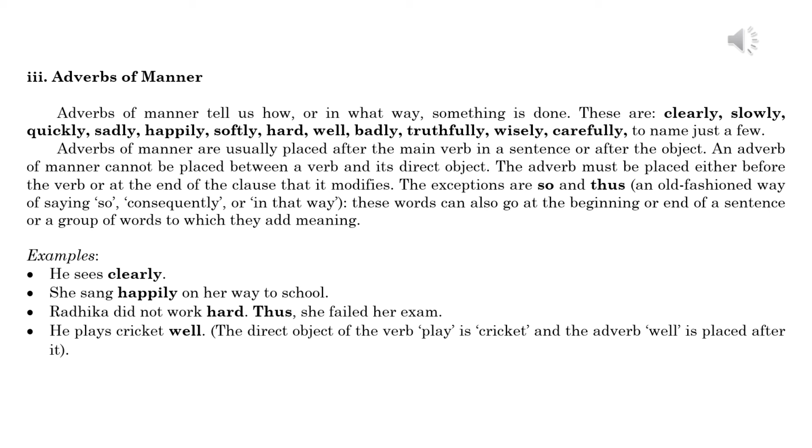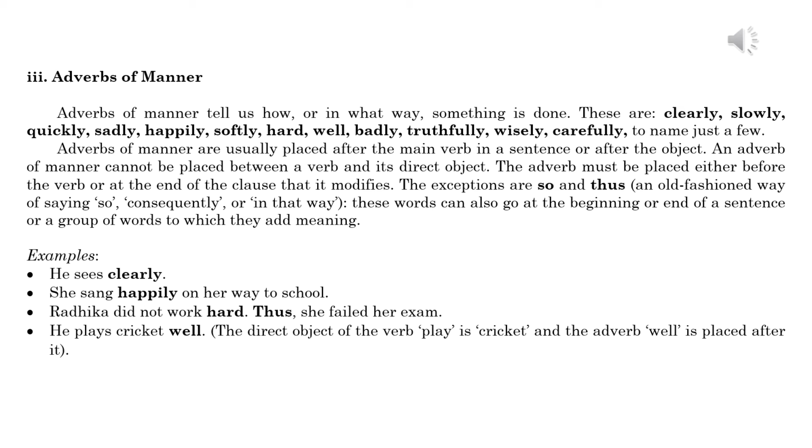Adverbs of manner are usually placed after the main verb in a sentence or after the object. An adverb of manner cannot be placed between a verb and its direct object. The adverb must be placed either before the verb or at the end of the clause that it modifies. The exceptions are so and thus, an old-fashioned way of saying so, consequently, or in that way. These words can also go at the beginning or end of a sentence or a group of words to which they add meaning.